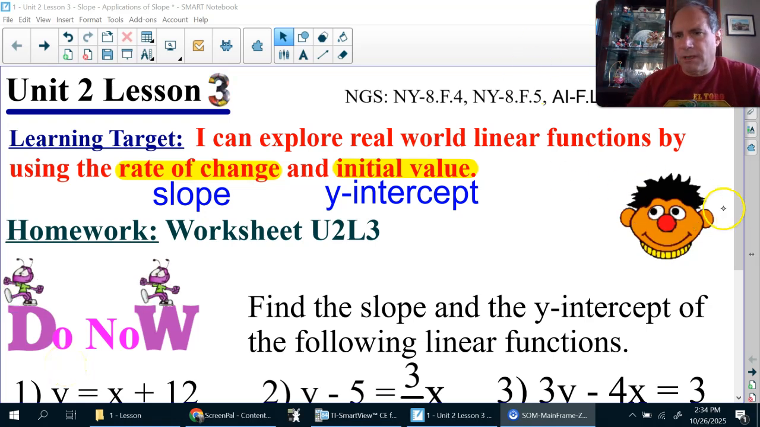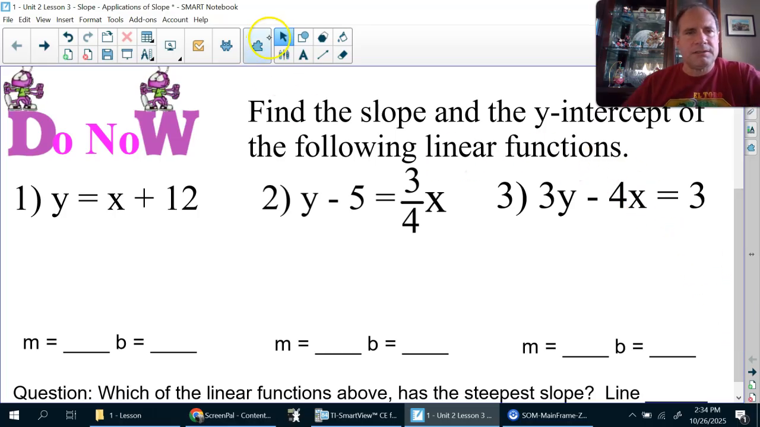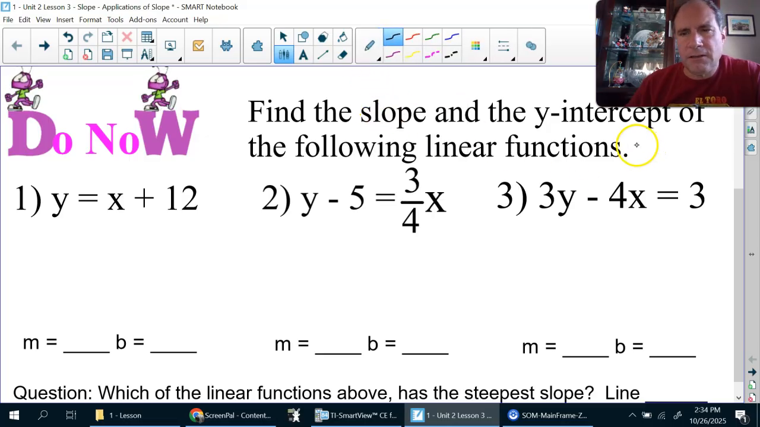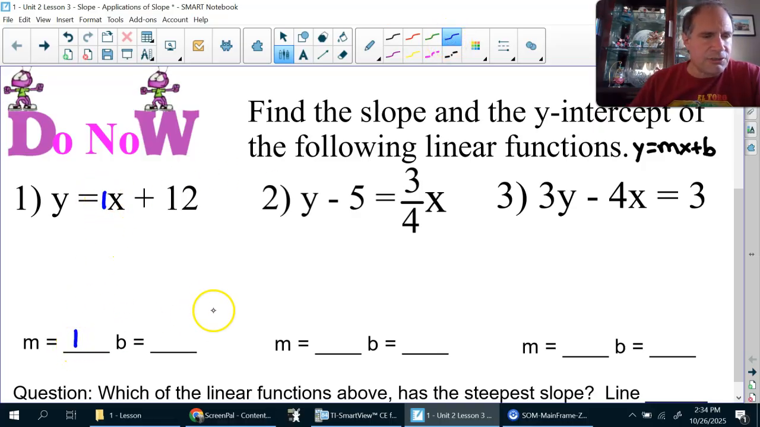All right, so in the do now, you have to find the slope and the y-intercept of the following linear functions. Just remember, it has to be in the y equals mx plus b format. That is the slope-intercept form, and this one is in y equals mx plus b. We are going to put a 1 in front of that x. That slope is 1 and the y-intercept is 12. So remember, this is the m and this is the b.